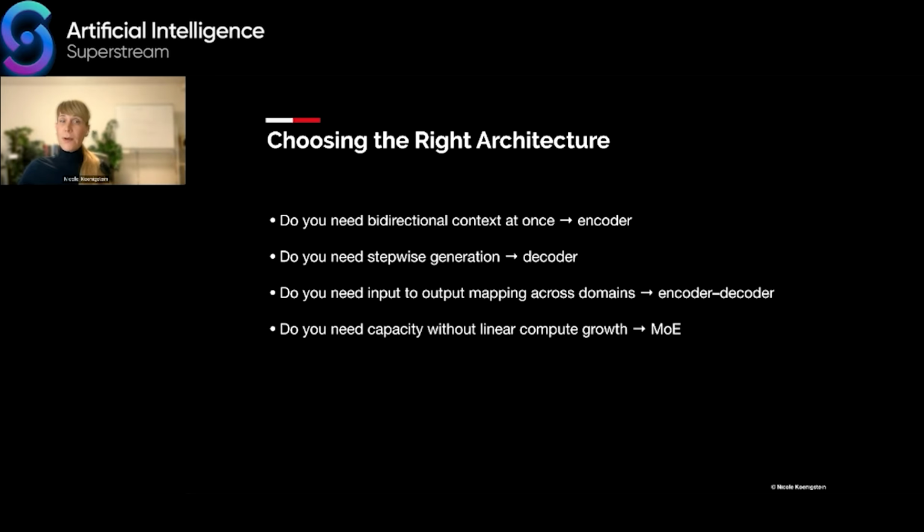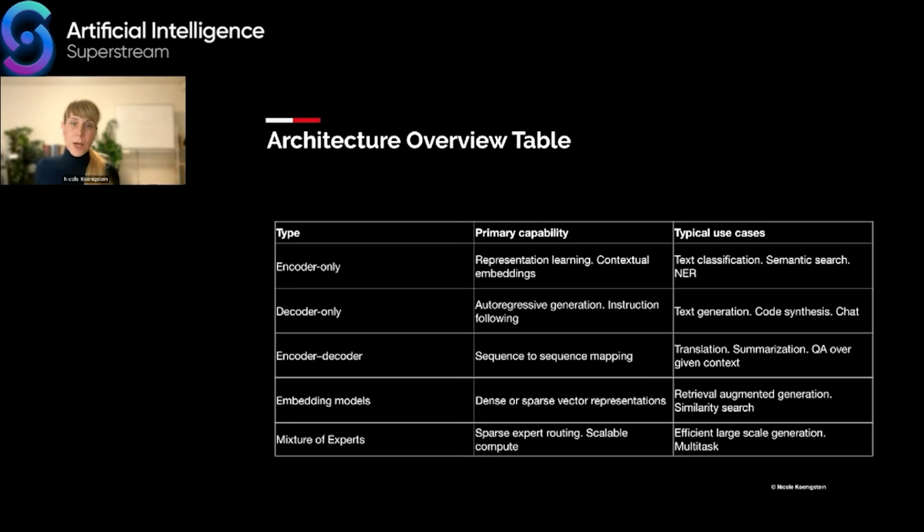And do you need stepwise generation? Then you go for the decoder only. Do you need input to output mapping across domains? Then you go for encoder-decoder. And of course, if you need capacity without linear compute growth, then you go for the mixture of expert models. And if you're thinking now, well, encoder and encoder-decoder, aren't they outdated? Well, not quite. And I will show you some examples in the coming slides.